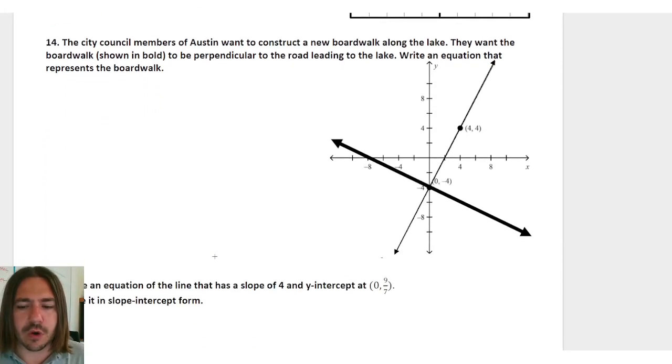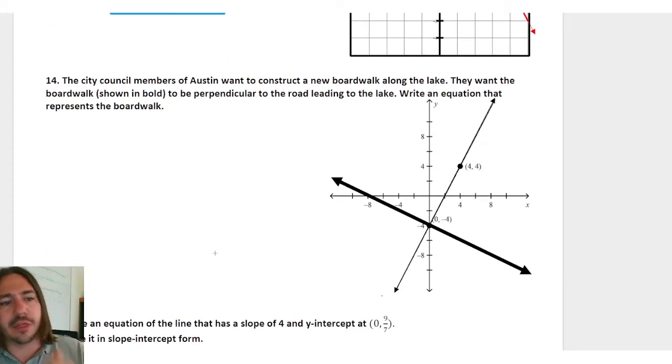Number 14, we got a word problem. It says, the city council members of Austin want to construct a new boardwalk along the lake. They want the boardwalk to be perpendicular to the road leading to the lake. Write an equation that would represent the boardwalk.